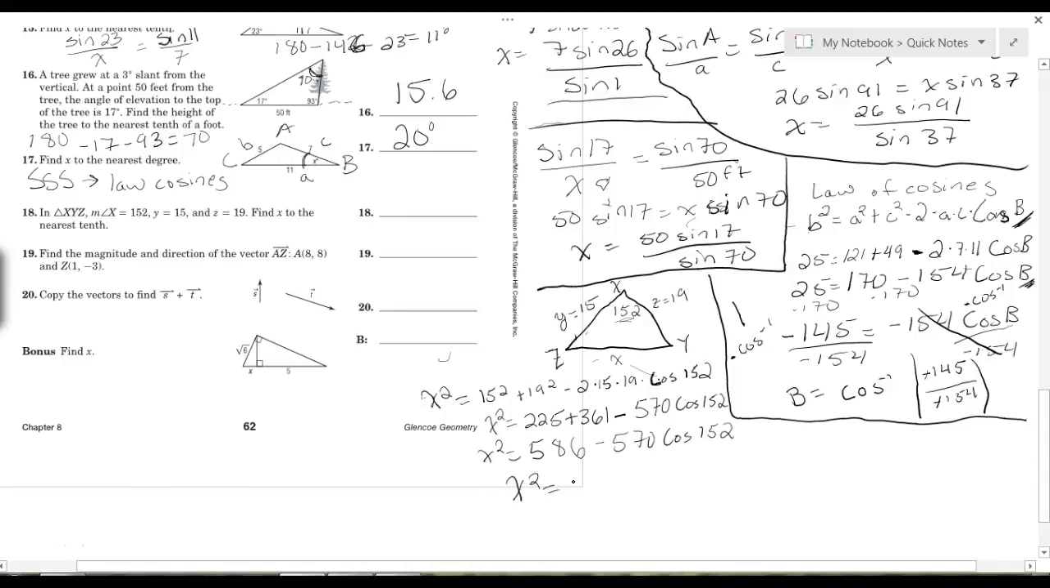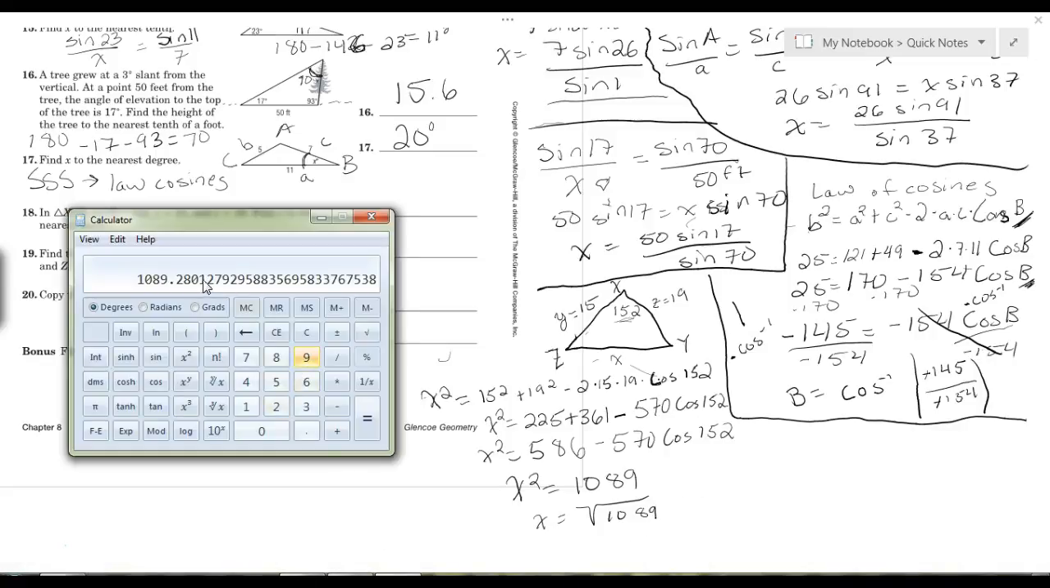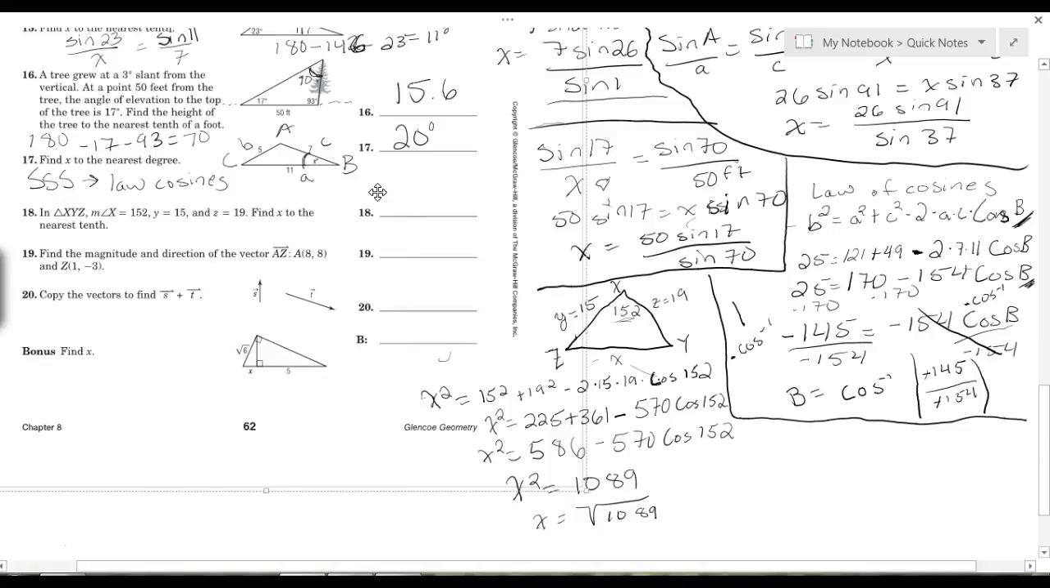X squared equals 1089, but remember we've got x squared, so x equals the square root of 1089. Let's see if that's a round number or if we just want to leave it like that. Since I've got all of my additional digits out here, I'm just going to go ahead and leave those. The square root of it is almost perfectly 33. So my answer, rounded then, is 33. It says to the nearest tenth, 33.0.